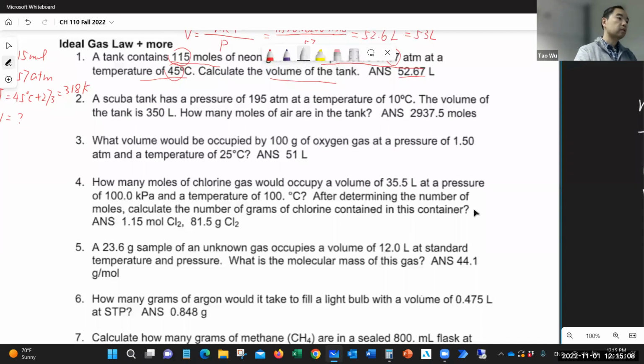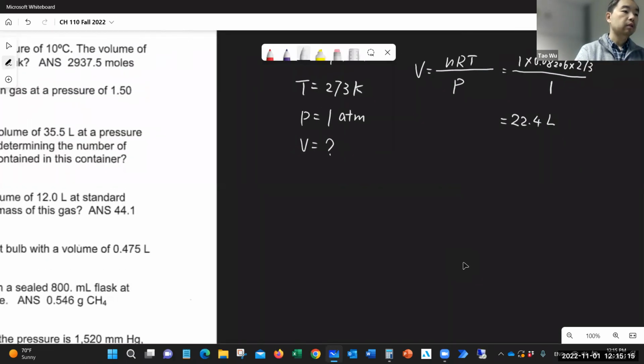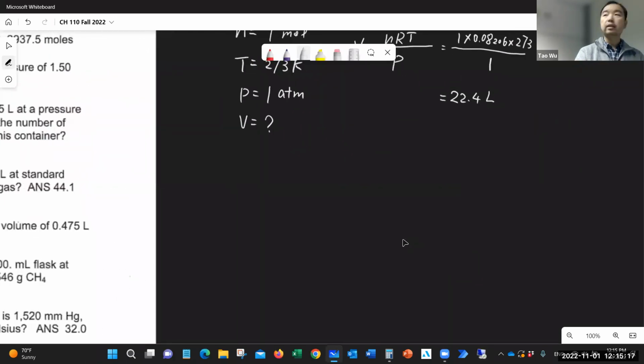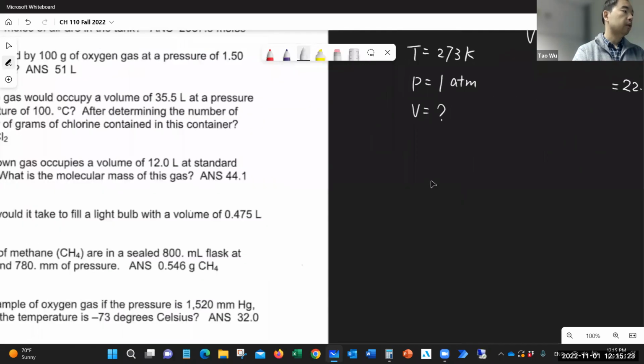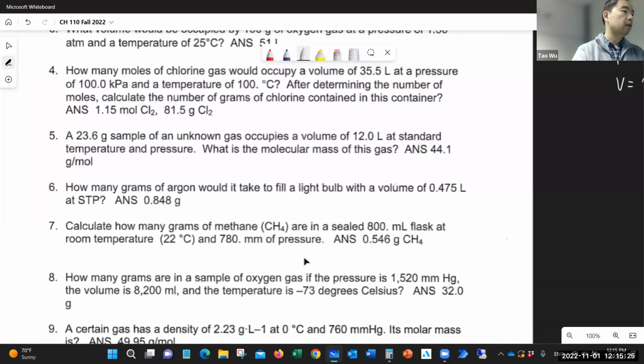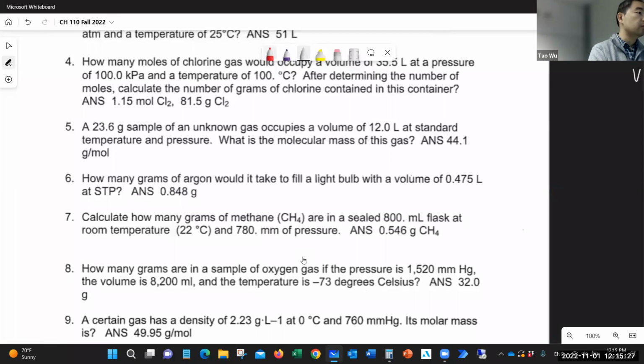For the ideal gas law, there is another variation. We have about 10 minutes, so we are going to use the 10 minutes to talk about another variation of the ideal gas law. Now, what is the variation? You can see it based on this question.